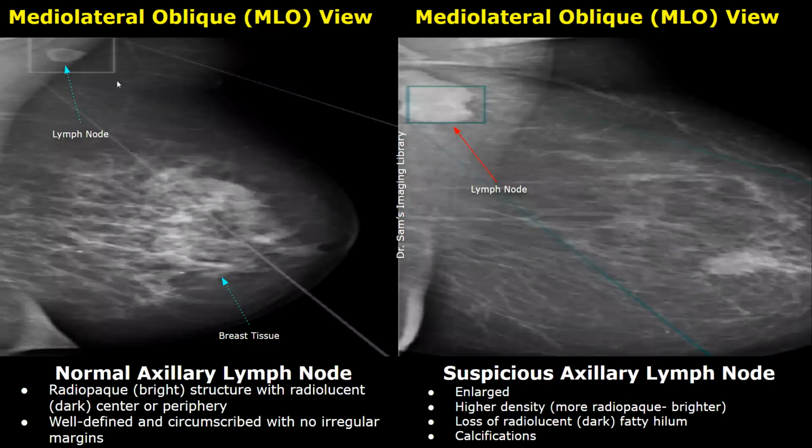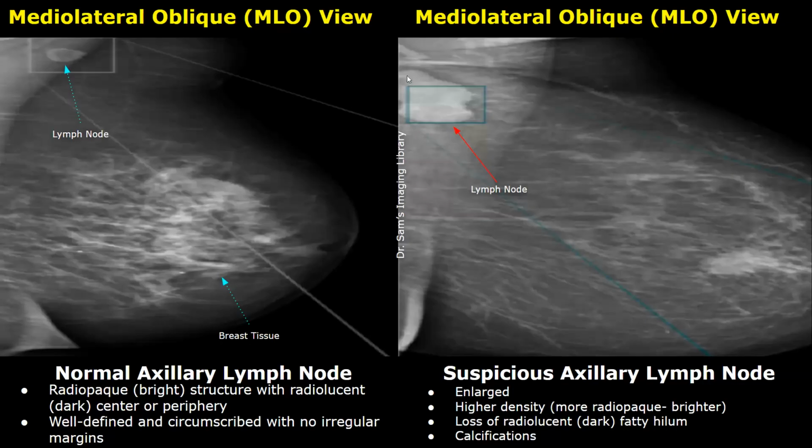Axillary lymph nodes can also be seen on mammography. The image on the left shows a normal axillary lymph node. Similar to intramammary lymph nodes, axillary lymph nodes will also appear as a radio-opaque structure with radiolucent center or periphery. Here we can see a bright outer structure with a darker center. So this is a normal axillary lymph node.